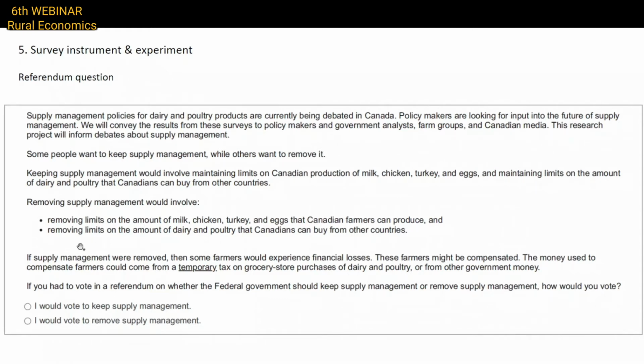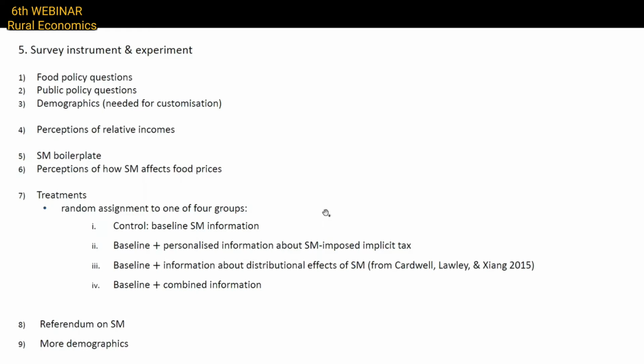Production controls would disappear. The border controls would disappear. Farmers would be compensated. The producers who hold quota would be compensated. We've done more work on that I won't have time to get into today. Would you keep it or get rid of it? So this becomes the outcome variable of interest for us: your response to this referendum based on what you know. And then we ask some more demographic questions. So that's our survey. This is where all of our data come from. Any questions on the survey before I start getting into some results?